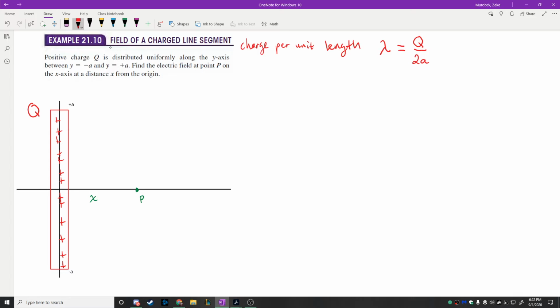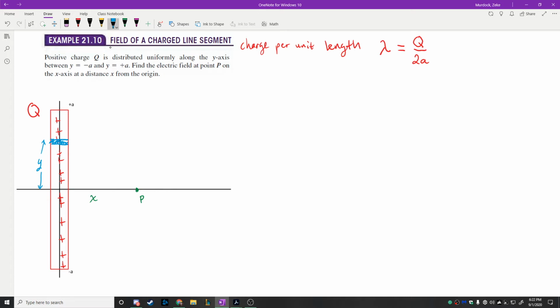Now we're going to cut our object into little pieces. We're going to break the object up into a piece, not from the very end, but from some spot somewhere in between. We're going to label the y-coordinate of that point y. So y is this distance right here. That's y. x is the distance this way.